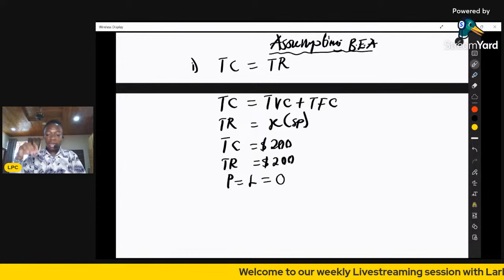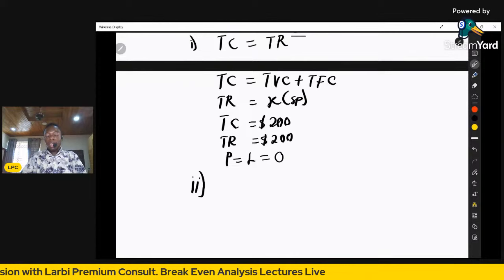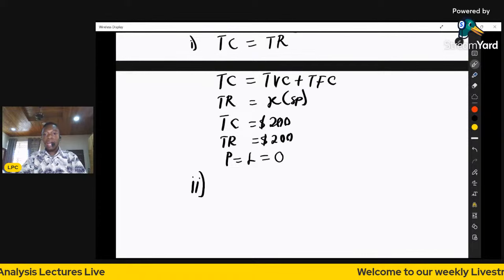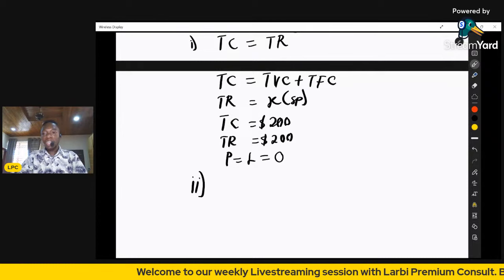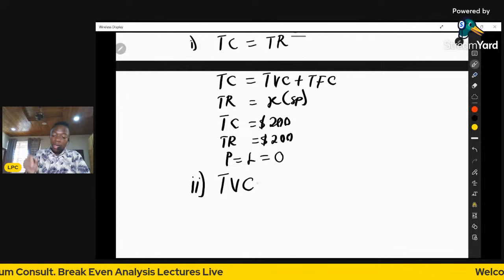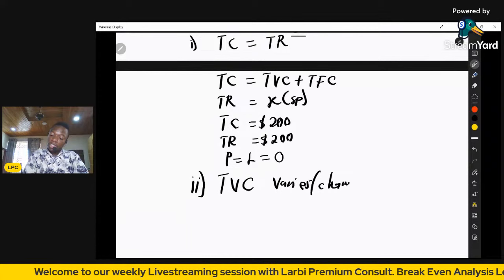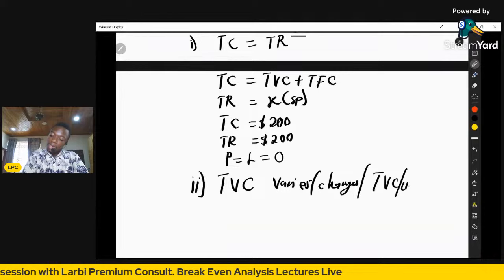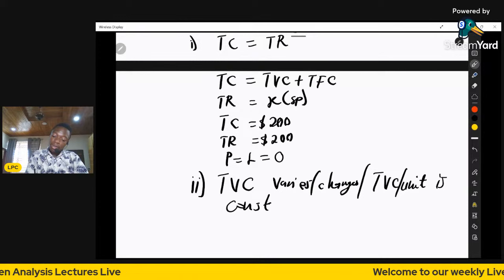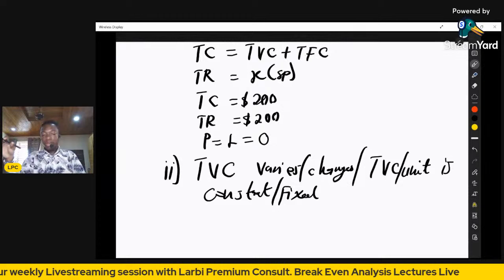And I believe that is clear. All right. So once we have gotten that, the next assumption that break-even analysis is premised on is about the nature of how these costs change. So we are saying that under break-even analysis, total variable cost varies or changes, but per unit variable cost is constant or fixed. That is the next assumption that we need to know.